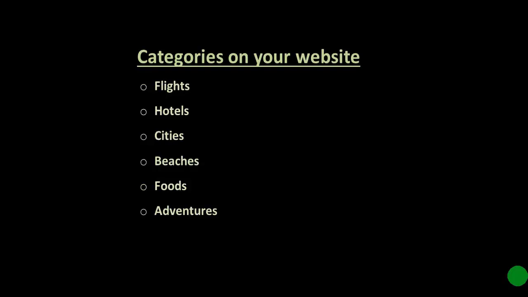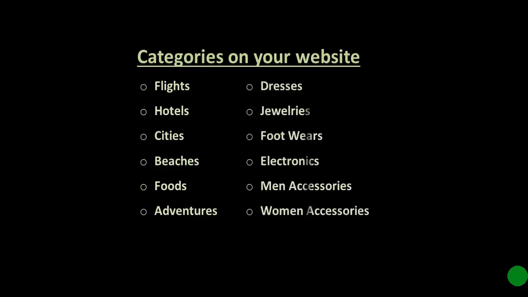Similarly, if you are running an online shop, an e-commerce website, you will need to create different product categories like dresses, jewelry, footwear, electronics, men's accessories and women's accessories, etc. And then you will assign each product to its relevant category. Now, creating a category is very easy.